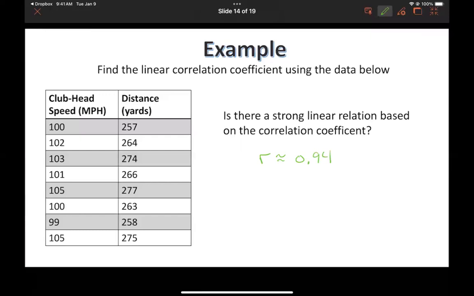Once you get yours, go ahead and look up at the screen, see if you got about what I got. What were we pressing after we got both lists in? Then you stat again? Stat, calc, and then it's the number 4 choice. LinReg, ax plus b. Thank you. You're welcome.